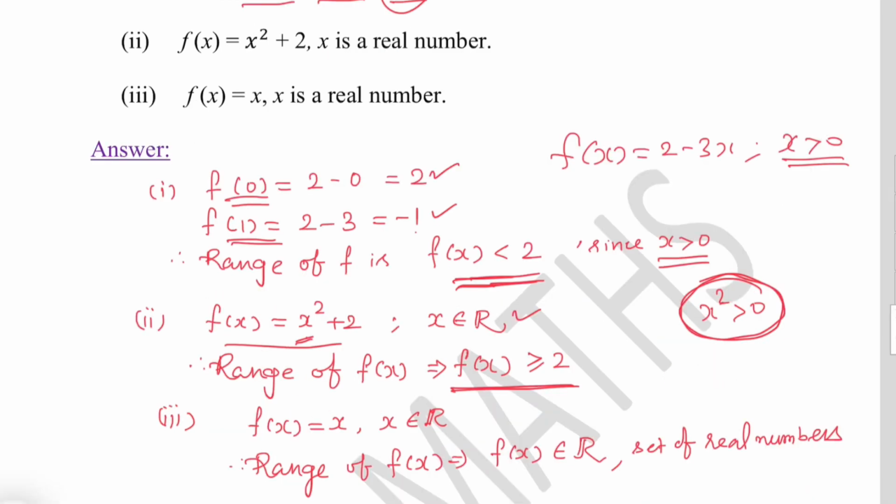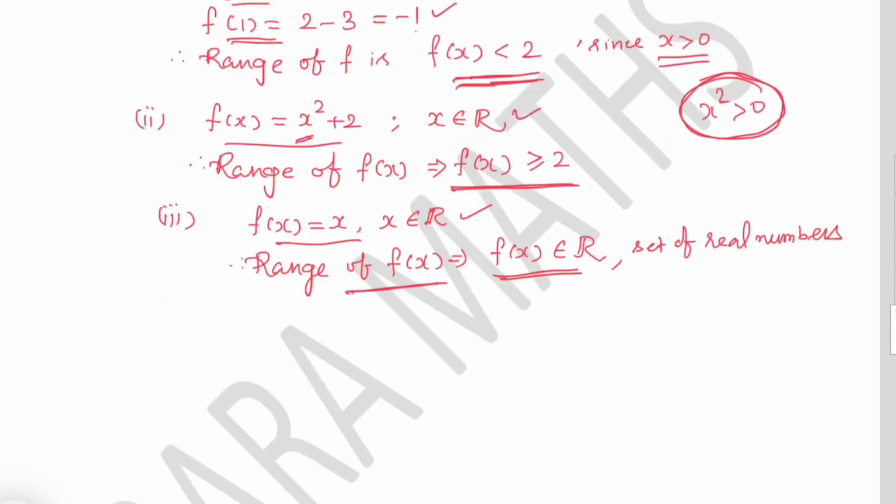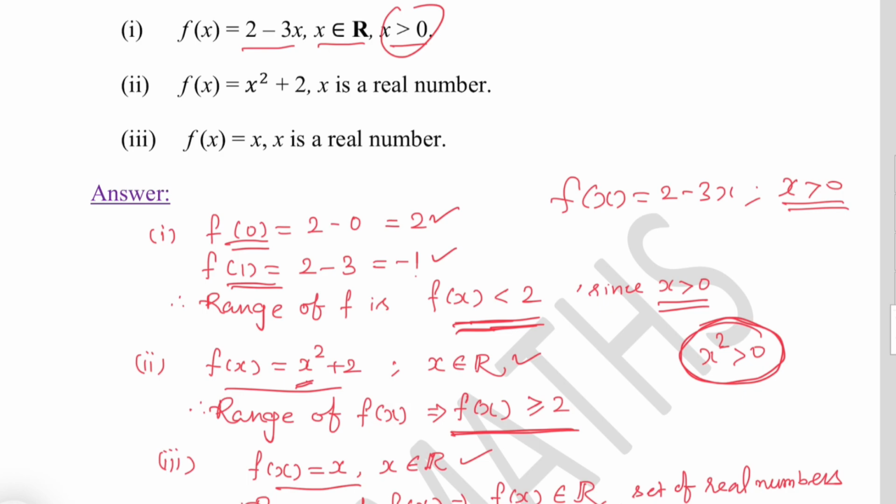And third question, f of x equal to x, where x belongs to the set of real numbers. Therefore the range of f of x is also the set of real numbers. x is the set of real numbers, therefore f of x is also the set of real numbers. So the range is the set of real numbers. So that completes the answer for this exercise.